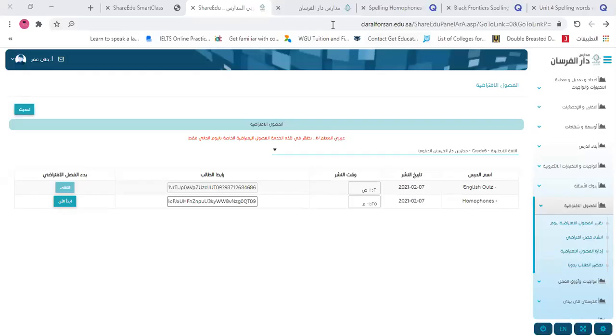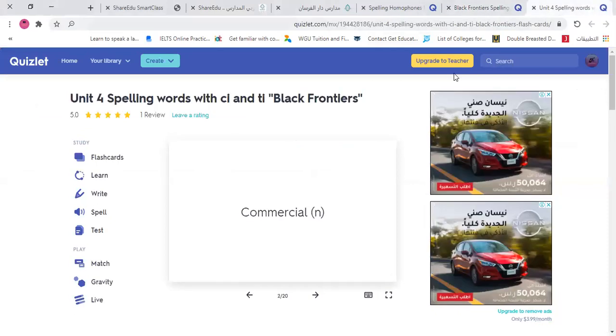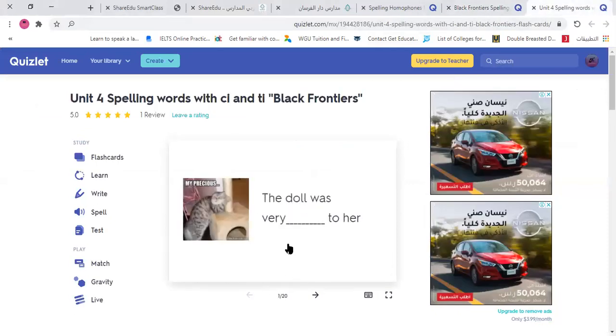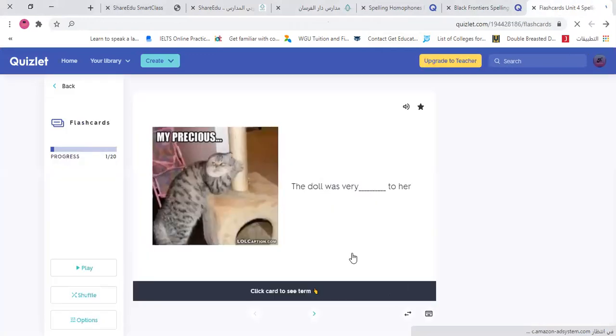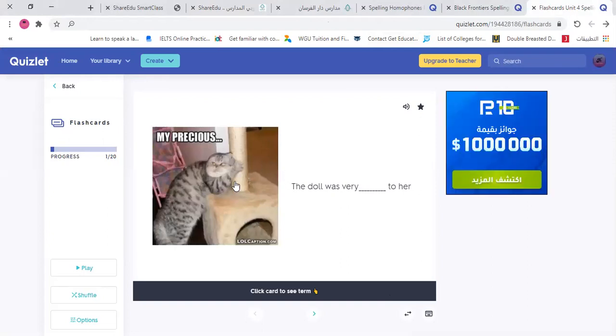So if we come here, the first word we have is precious. What does it mean, precious? It means someone that you like so much. You see how this cat is holding that area? Because this is her precious home. So precious means something very valuable, very much for you. You love it so much that you will not give it away very easily. This is what we call precious. So the doll was very precious to her.